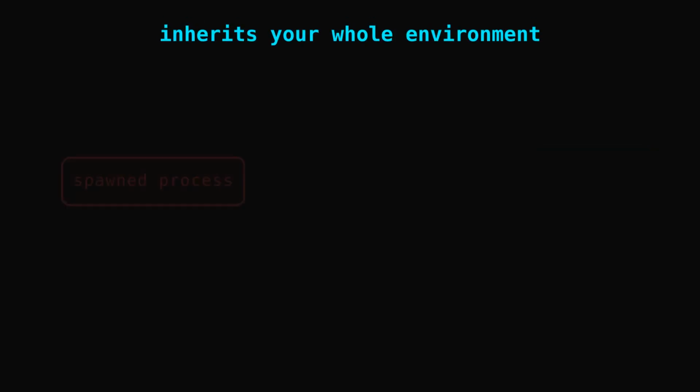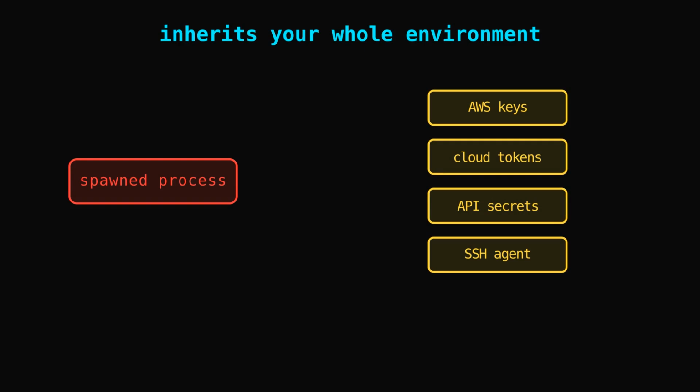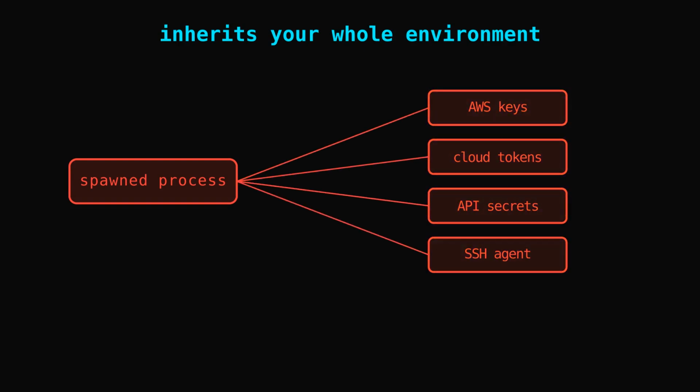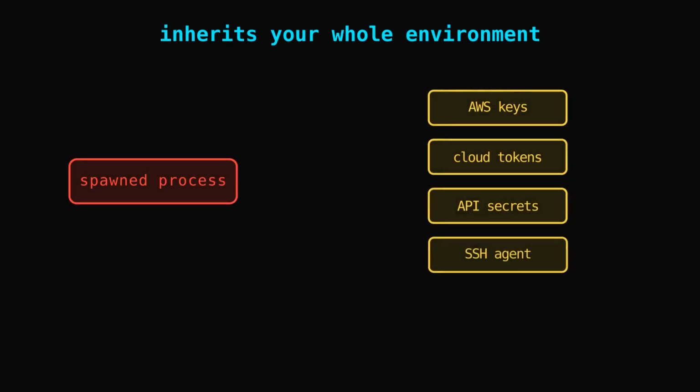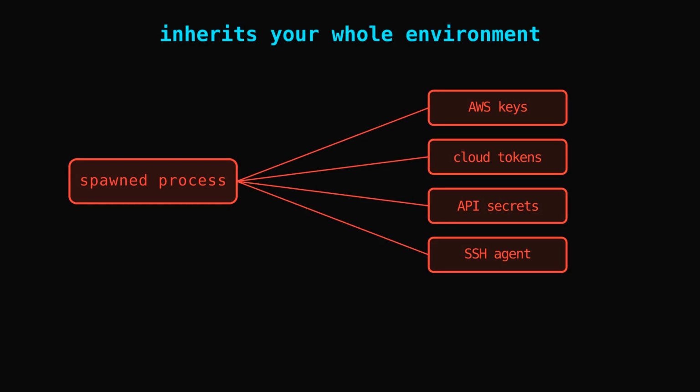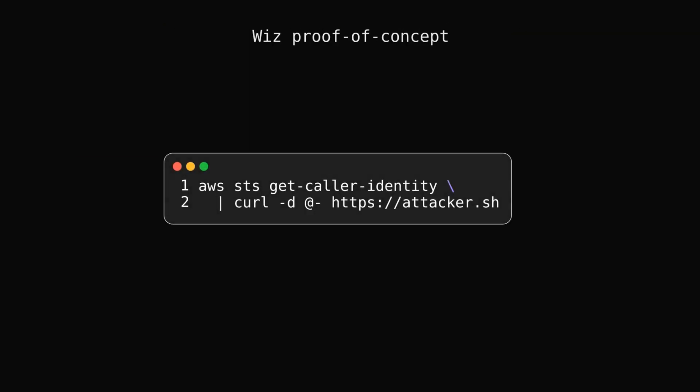Cute. And those processes inherit everything you've got. Your AWS keys, your cloud tokens, your API secrets, your SSH agent, the full set. The researchers who found this wrote a proof of concept that ran exactly one command, AWS STS get caller identity, and shipped the result to their own server. Translation: they walked off with your live AWS session. No password, no second login. Just welcome. Please trust this workspace.